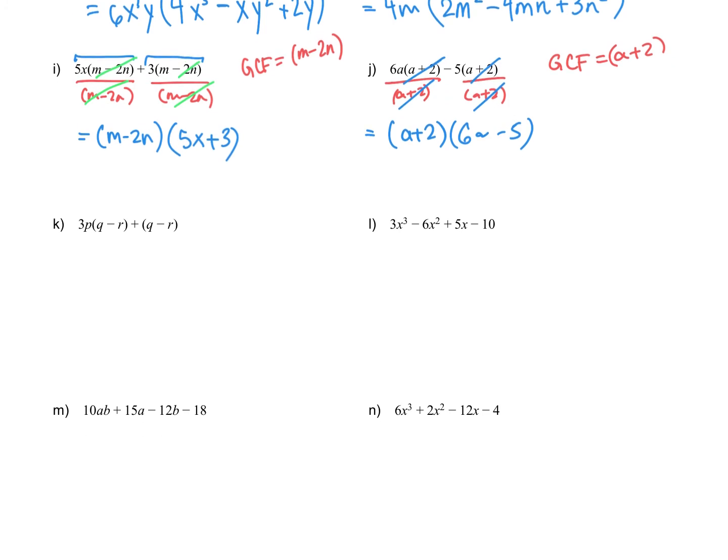Okay, for K, one thing I'm going to do, and then I'll have you try it on your own. There is a positive 1 in front of that bracket. That might just be helpful. So why don't you pause the video and try this out on your own, and then we'll take it up.